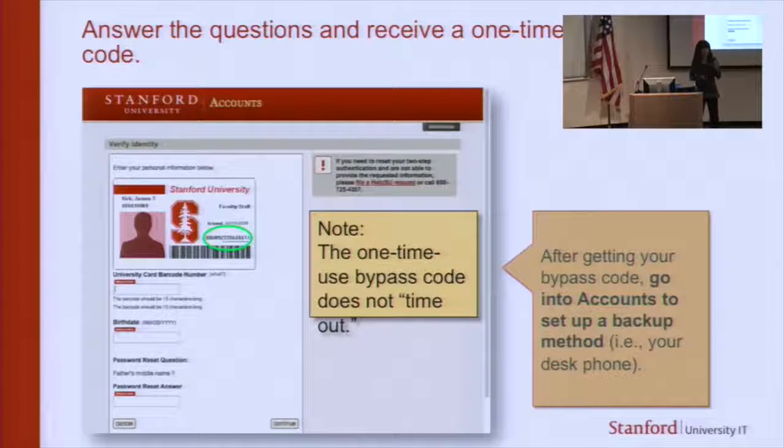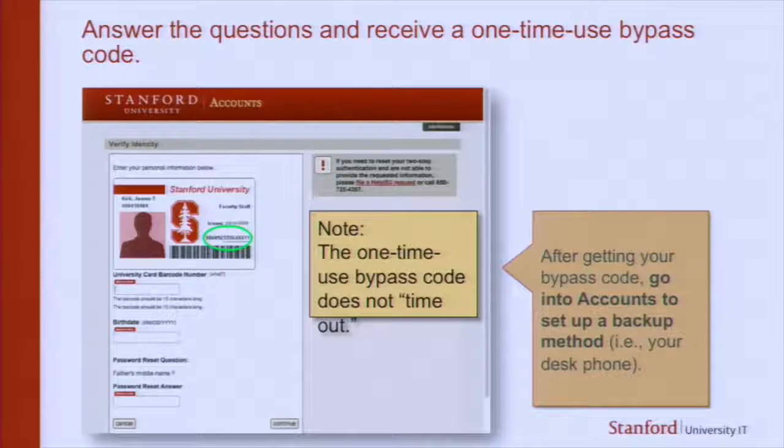Again, that's used for one time only. So I would take advantage of that, and I would use that to go into accounts and set up a backup method, then use that to go into your Access and get your W-2. That way you'll always have that backup method available should this ever happen to you again.